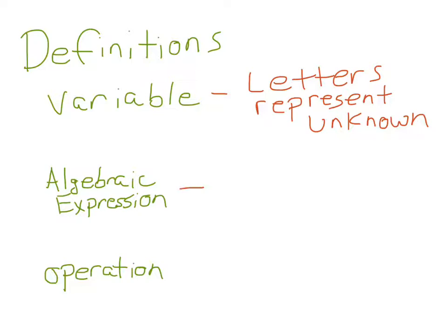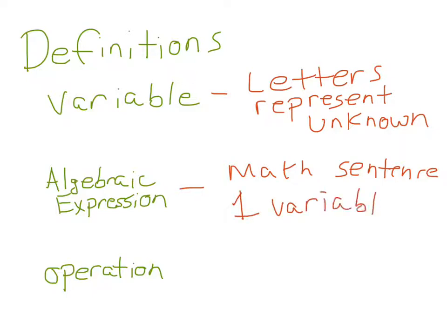An algebraic expression is any math sentence that contains at least one variable. Okay, so a math sentence that has a variable in it, something like 5x plus 2. The x in there is the variable. It's a letter that represents some unknown quantity, and the entire thing together is considered an algebraic expression.